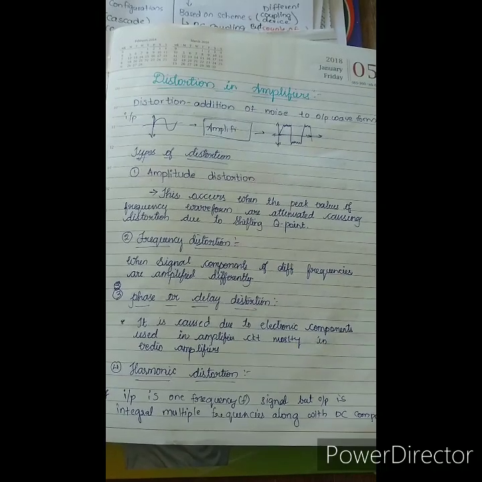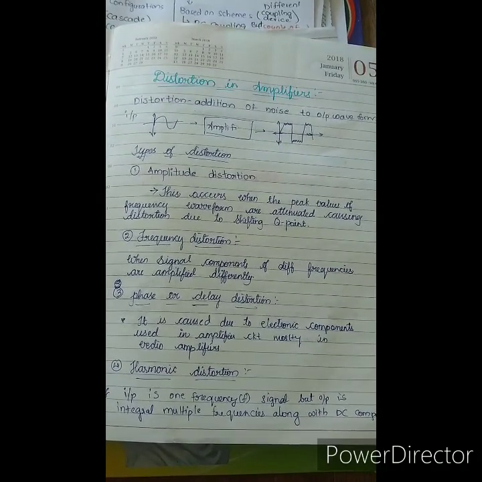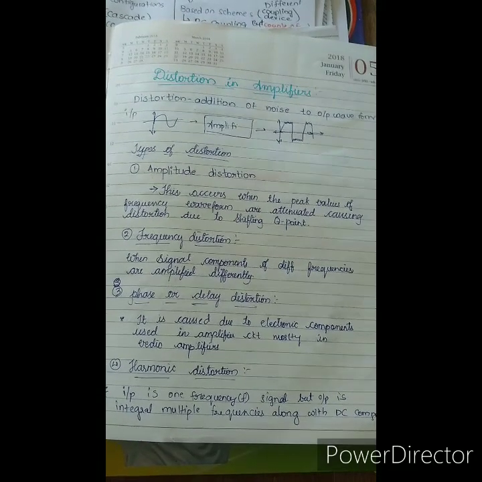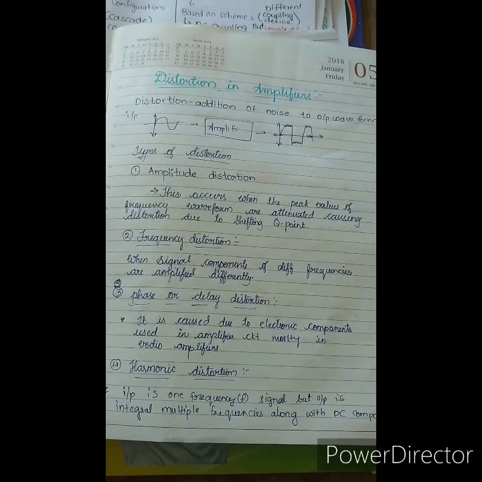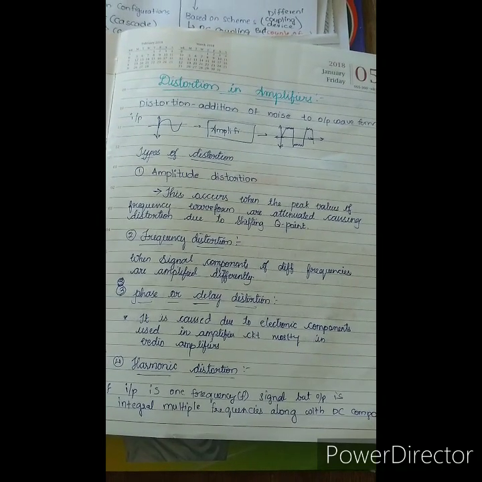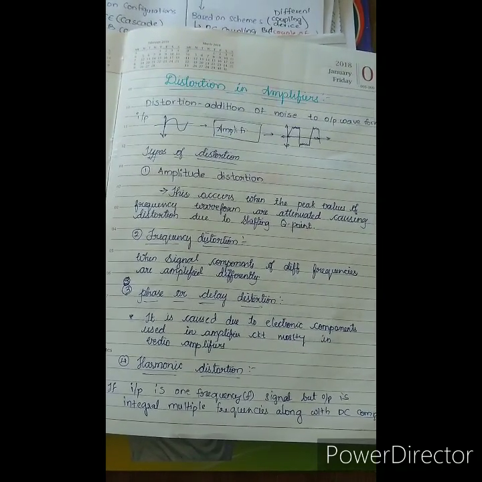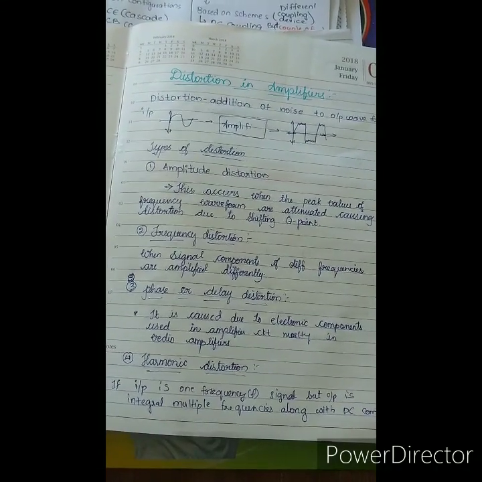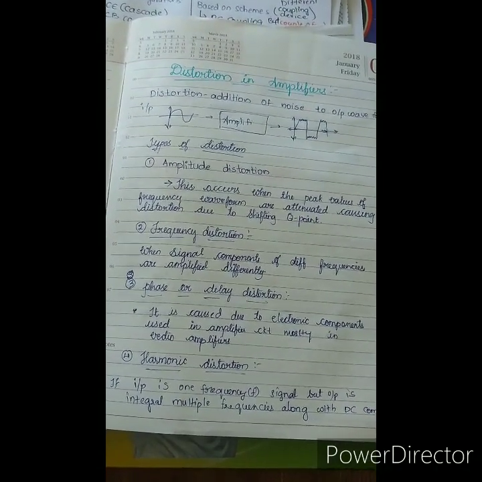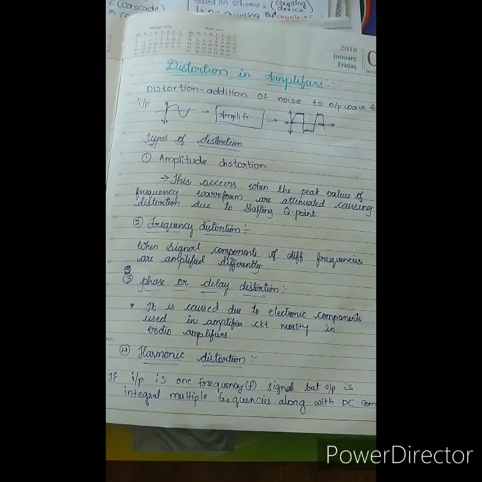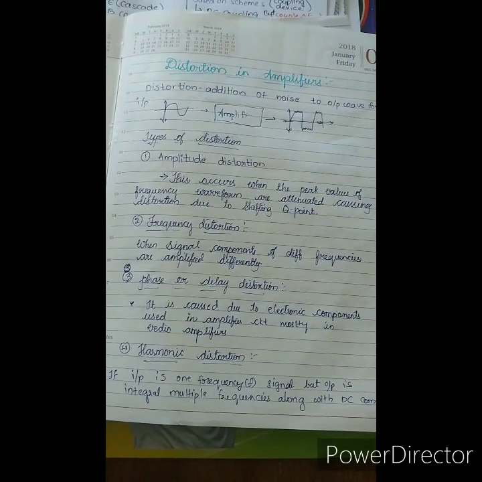Phase or delay distortion: it is caused by the electronic components used in the amplifier circuit, mostly in video amplifiers. Harmonic distortion: if the input is one frequency signal but the output has integral multiple frequencies along with DC components, the output waveform contains F1 plus F2 or F1 minus F2. This is a simple explanation about distortion in amplifiers.